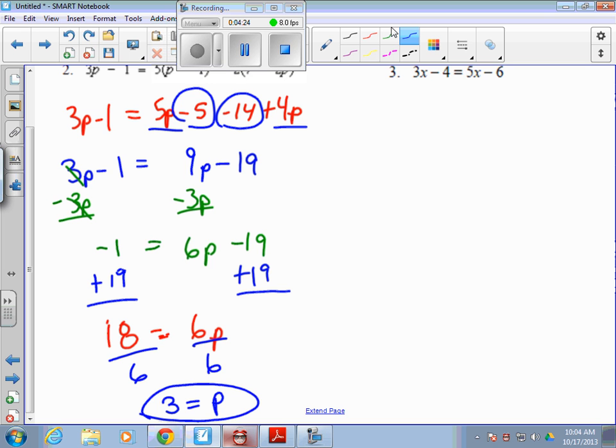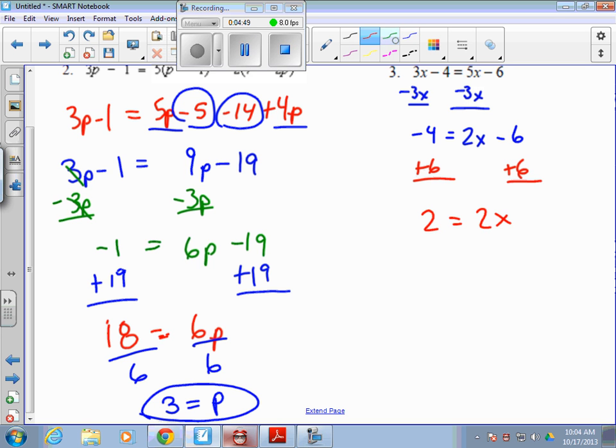Number 3 is a little bit shorter. 3x minus 4 equals 5x minus 6. Move the smaller x over to the larger one. 3 is smaller, it's positive, so subtract it. If you do it to the left, do it to the right. 5x minus 3x is 2x. Bring everything else down. -4 is by itself on the left now equals 2x minus 6. Undo minus 6 by adding it to both sides. Do the same to the left. -4 plus 6 is 2 equals 2x. And get rid of 2 times something by dividing by 2 on both sides. x equals 1.